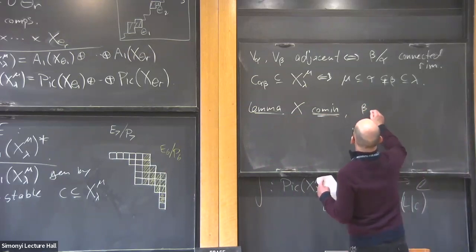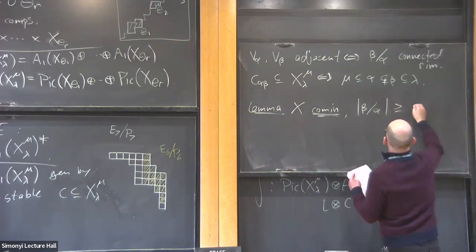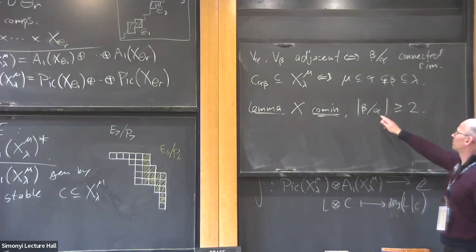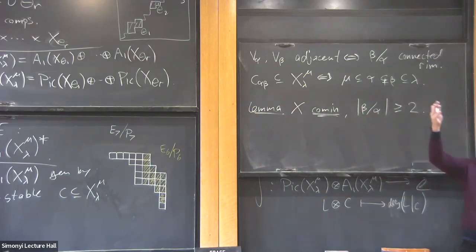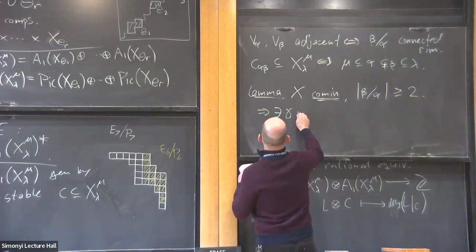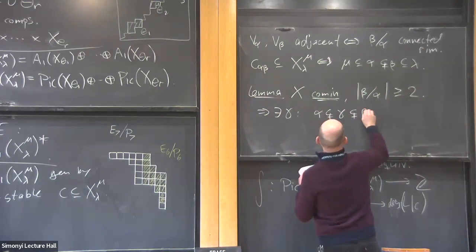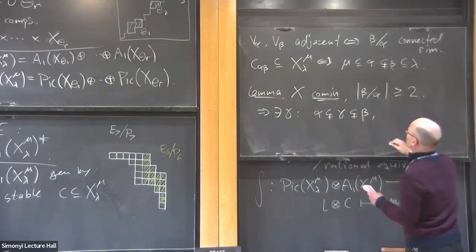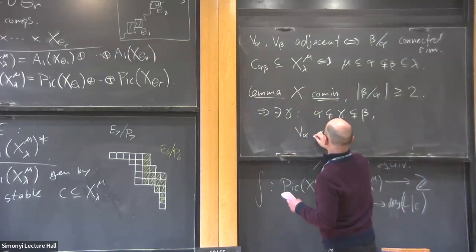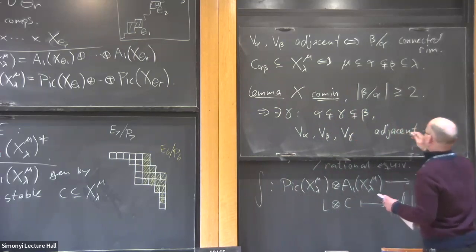But if I take beta slash alpha greater than or equal to 2, that means from alpha to beta there are at least 2 levels up in the Bruhat order. Then there exists a gamma such that alpha is contained in gamma contained in beta, and such that V alpha, V beta, and V gamma are all pairwise adjacent.